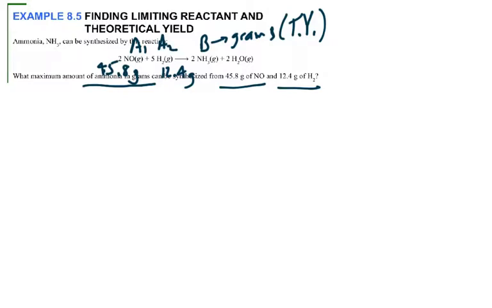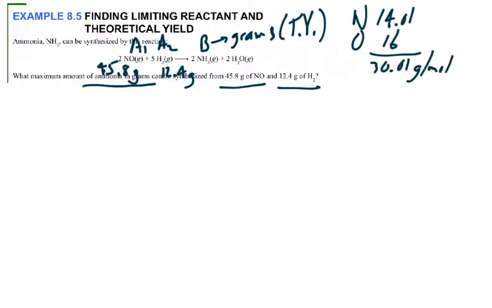Now, these are a little bit more complicated. The first thing we got to do is change grams to moles. Now, remember what I've said many times. Never use coefficients to find molar mass. So NO, we'll do this up here. N is simply 14.01. There's one N. O is 16. Add that up, and you get 30.01 as your molar mass.